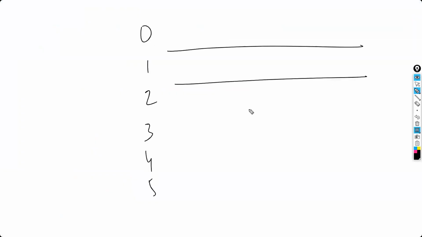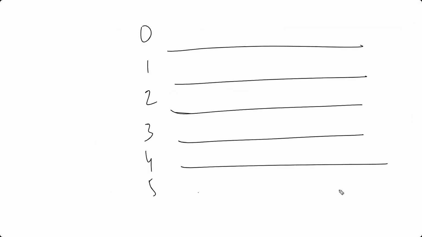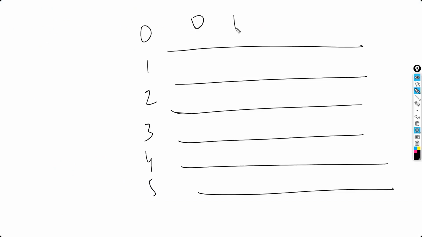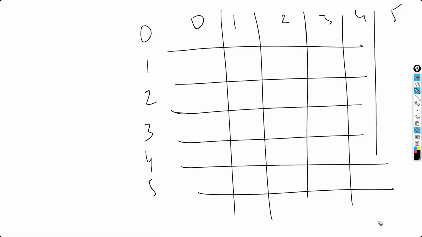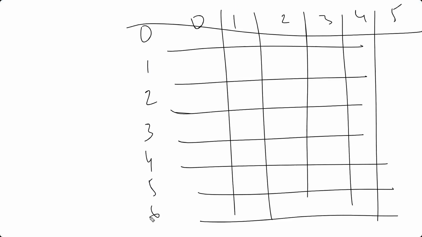Now, 0, 1, 2, 3, 4, 5. These are the rows, row index numbers. Column index numbers 0, 1, 2, 3, 4, 5. These are the column index numbers. How many rows are there? Row index numbers 0 to 6, column index numbers 0 to 5.